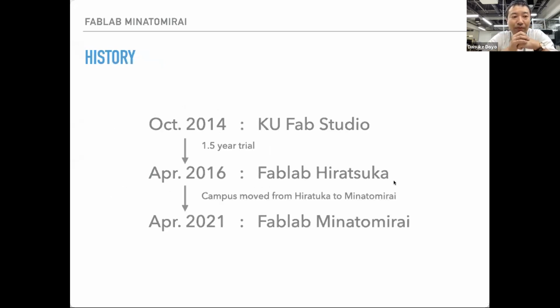And this is our history. I opened the Kanagawa University Fab Studio in 2014. After a 1.5 year trial, I registered our FabLab to the FabLab network and renamed it to FabLab Hiratsuka in 2016. And because of our campus moving from Hiratsuka City to MinatoMirai, we again renamed it FabLab MinatoMirai this year.